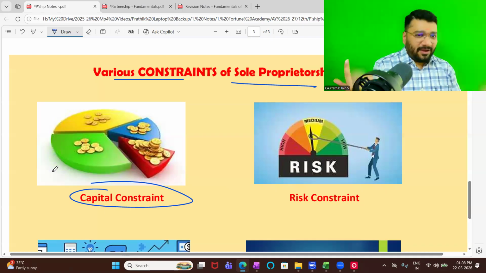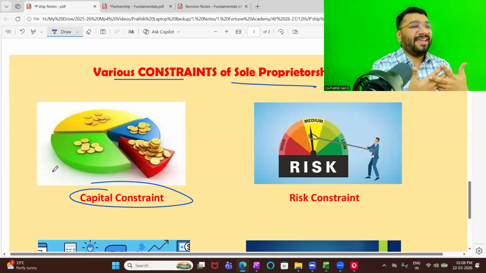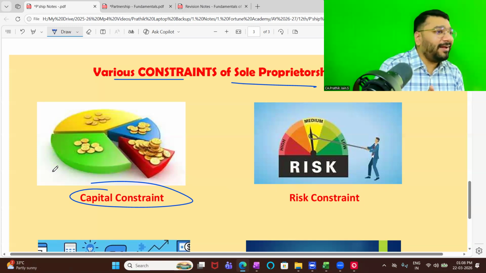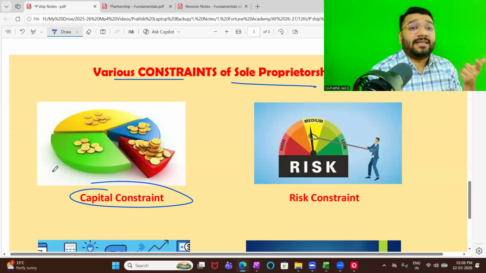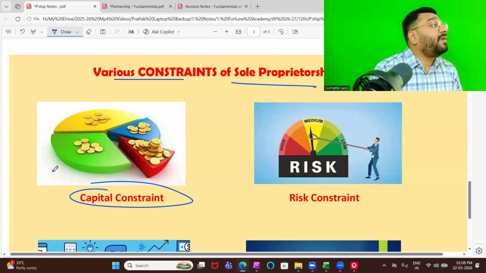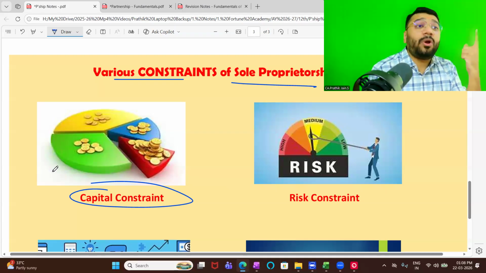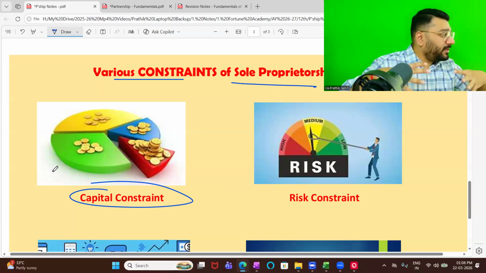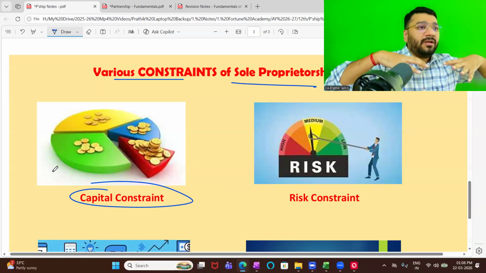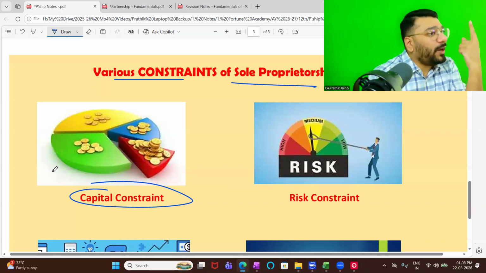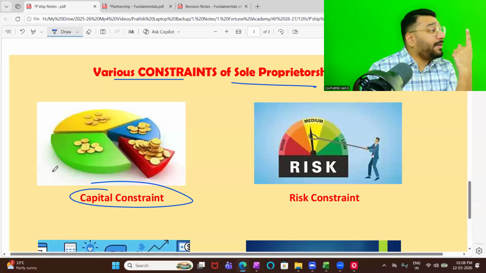Oh, forget that. Let's say all of us team up together. All of us become partners. I am ready. Are you ready? Each one has to bring 5 crore. Will you bring it? Then we have a constraint. What constraint? Capital constraint. Some business models require huge funding. So a sole proprietorship business will not work out. You need more owners. In a sole proprietorship business, only one owner is possible. So that was a constraint.